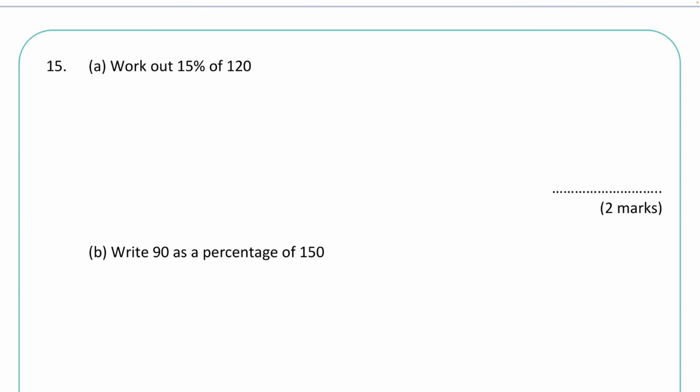Question 15 is looking at percentages. So part A says to work out 15% of 120. So a non-calculator method will first work out 10%, which is just dividing 120 by 10, which is 12. And then we'll also get the 5% here, which is half of the 10. So that is 6. And the combined total there is 18. So 15% is equal to 18.